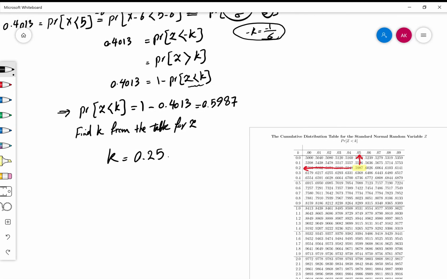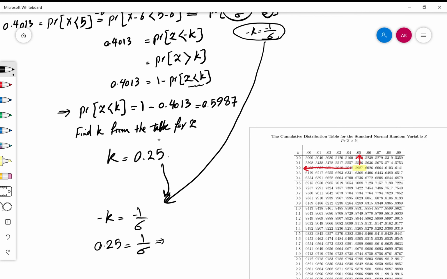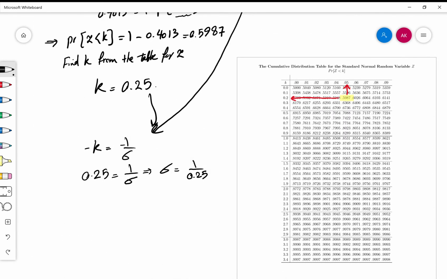Okay, we found k. How about the sigma? Well, we will use this and find sigma. Negative k is equal to negative 1 over sigma. That means that 0.25 is 1 over sigma, and that gives us sigma is equal to 1 over 0.25. But what is 0.25? It is the same thing as 25 over 100, and that gives me that sigma is 100 over 25, which is 4.